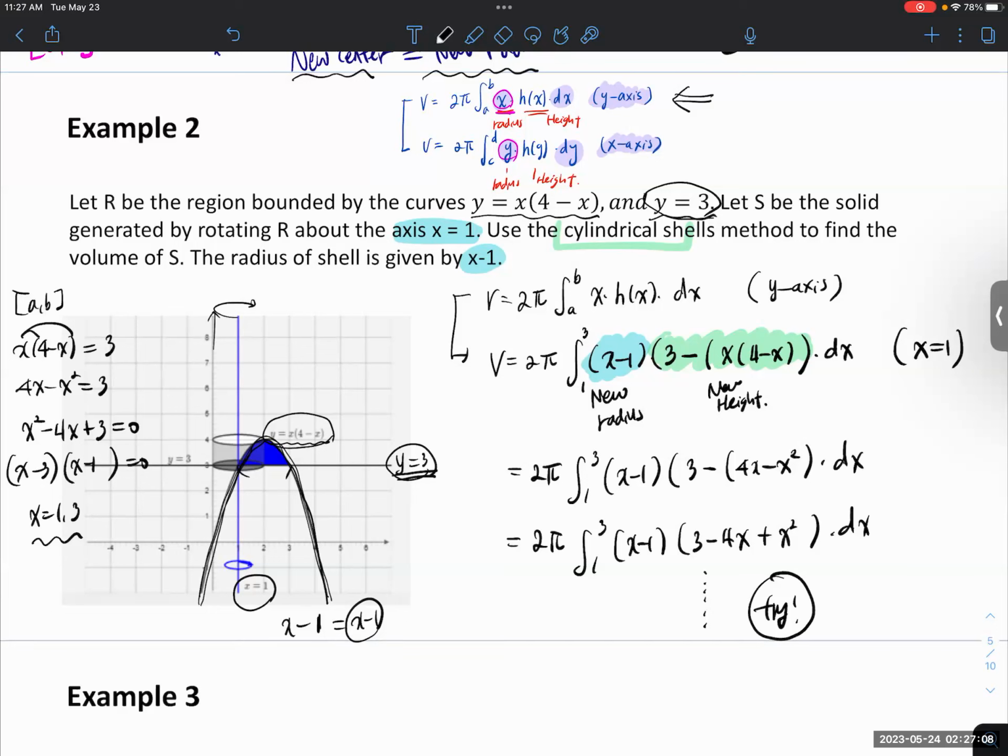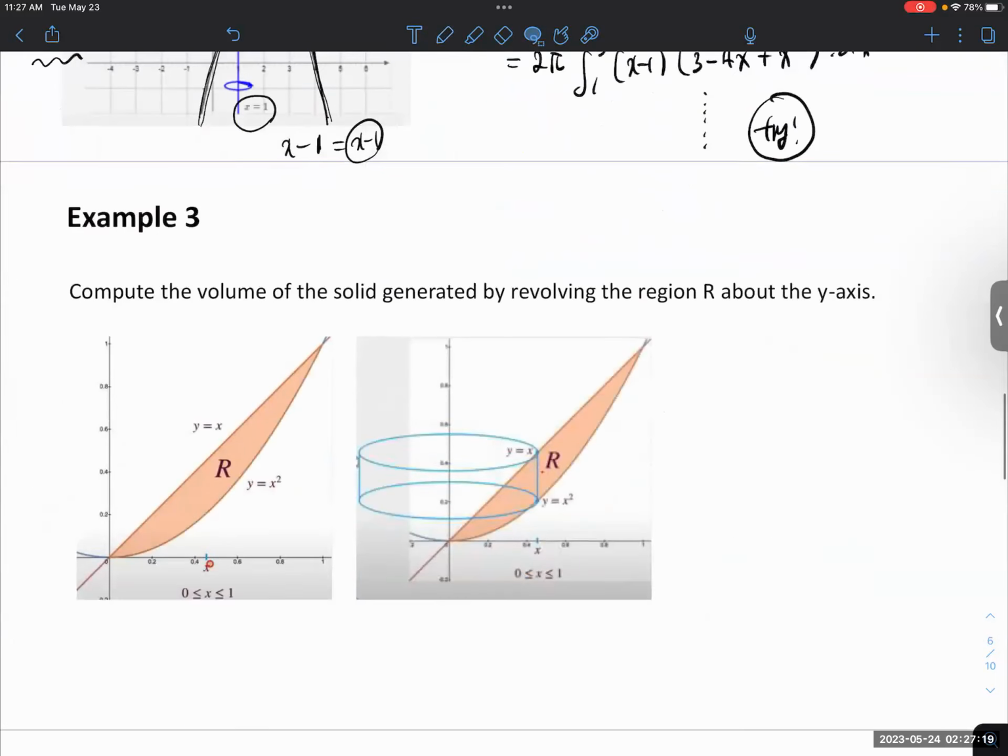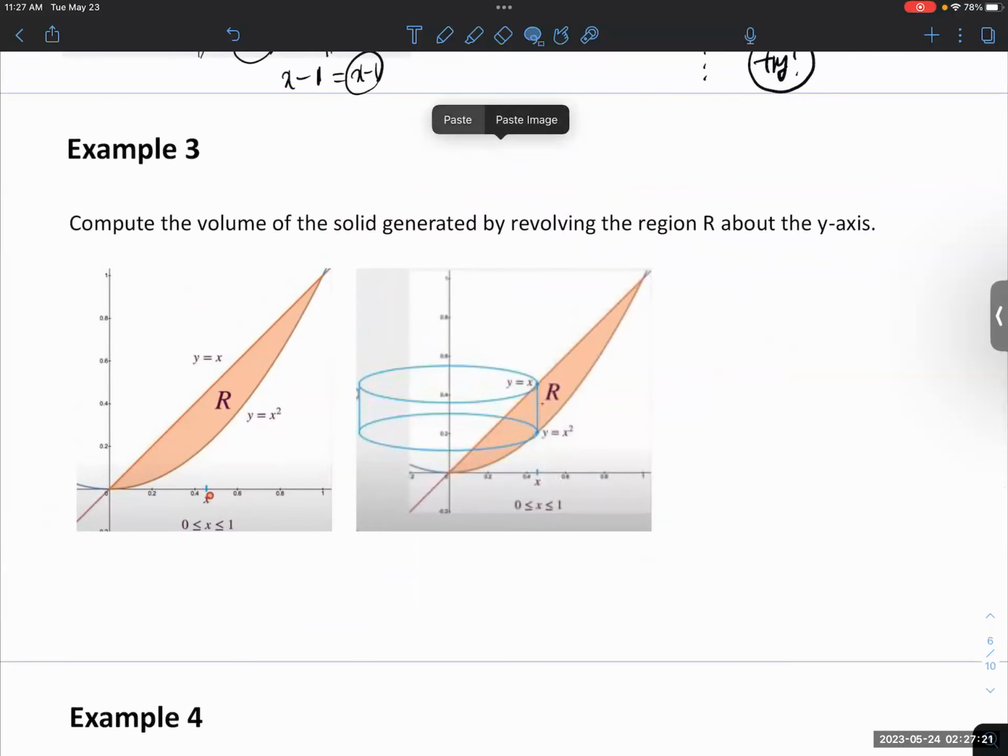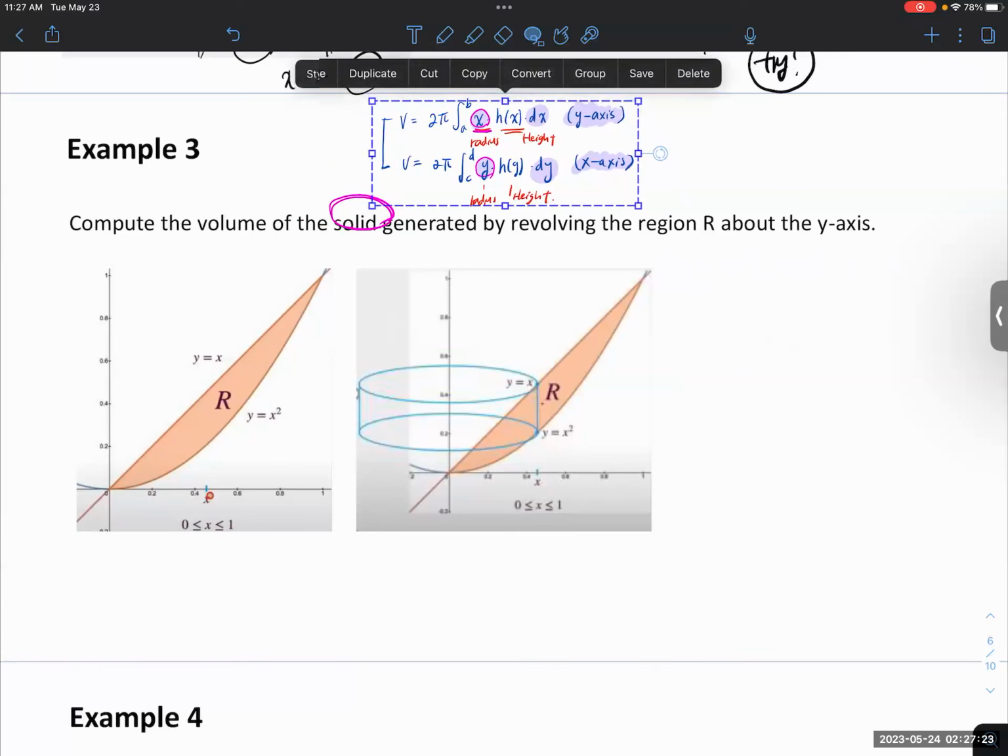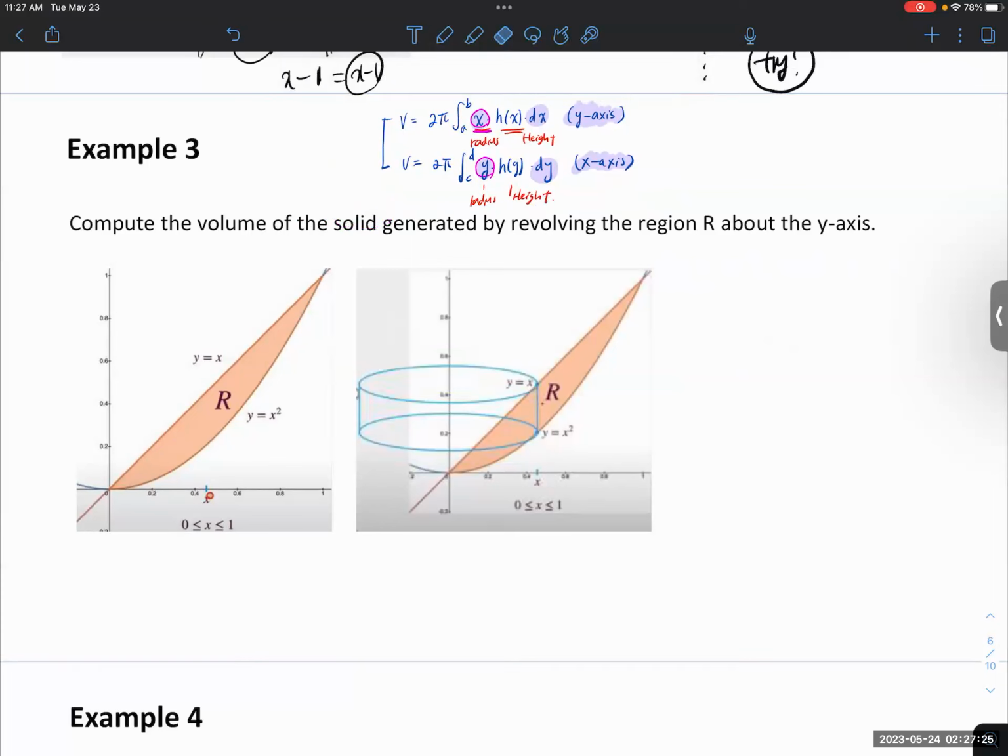Okay, so let me go to the next couple of questions because I want to do more complicated ones. So let's go to the next one slowly and surely. I'm going to copy that because we're going to use it. All right, so in this question, let's see what's going on. Compute the volume of the solid generated by revolving the region R about the y-axis.